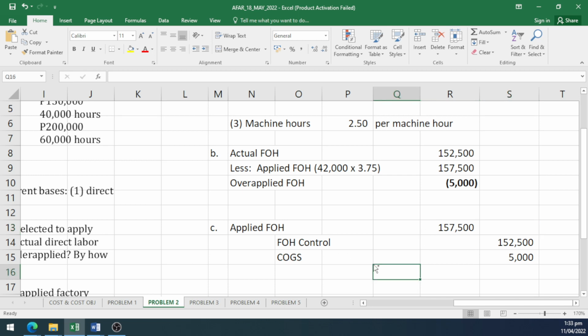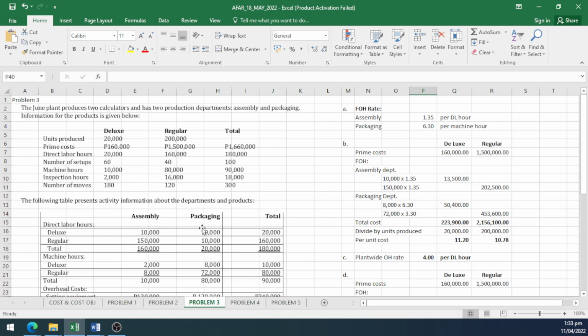Ayan. So, you are now refreshed on the simple procedures sa pag-compute ng overhead rate, pag-compute ng over or under-applied, and then yung disposition. Ngayon, dumako na tayo doon sa 3 methods na pinag-usapan natin kanina, yung plant-wide system, departmentalized system, and then activity-based costing.